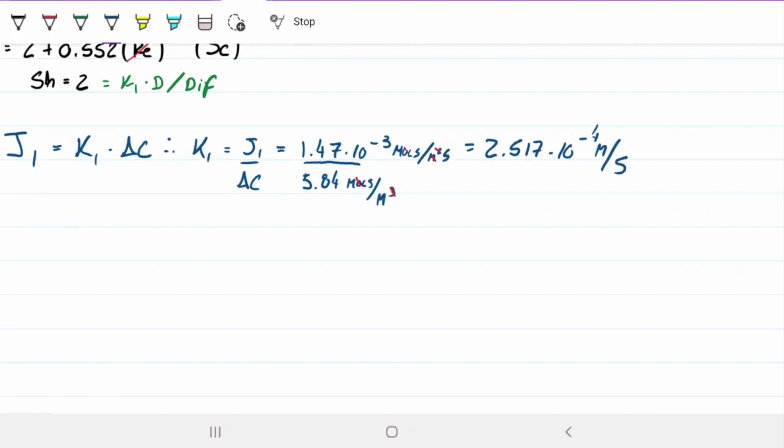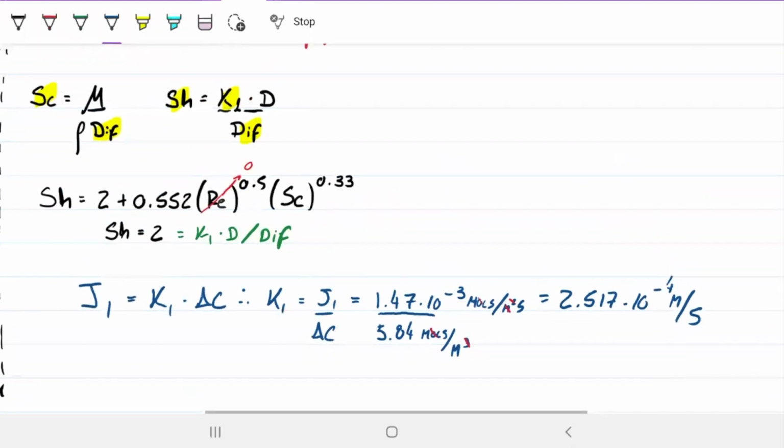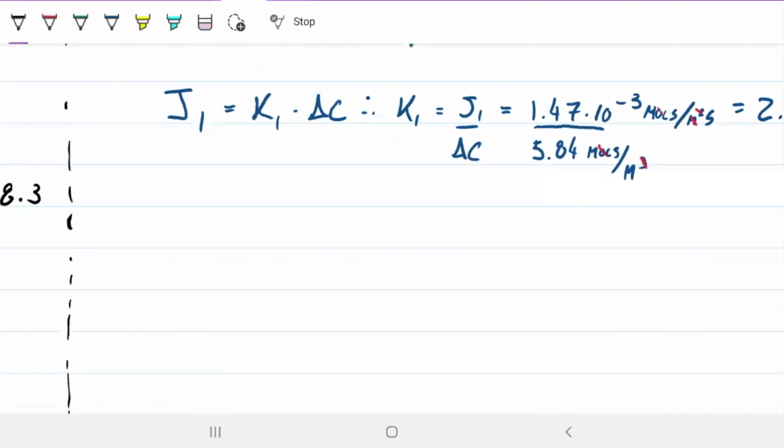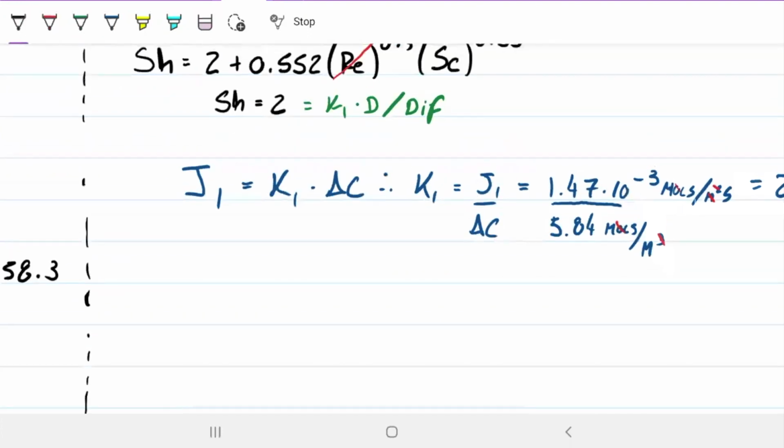Okay, so know we're calculating K1 only because we couldn't move onwards with the flow in air situation, right? So we're doing all these things for the stagnant one just because we got stuck on the flow in air one. We wouldn't need to do this if we weren't stuck. And now we can find the diffusivity, right?